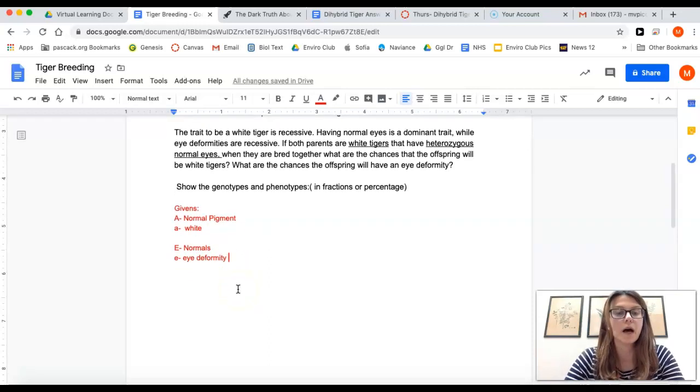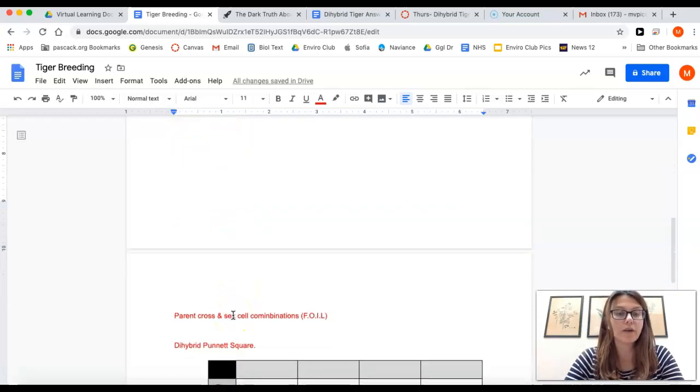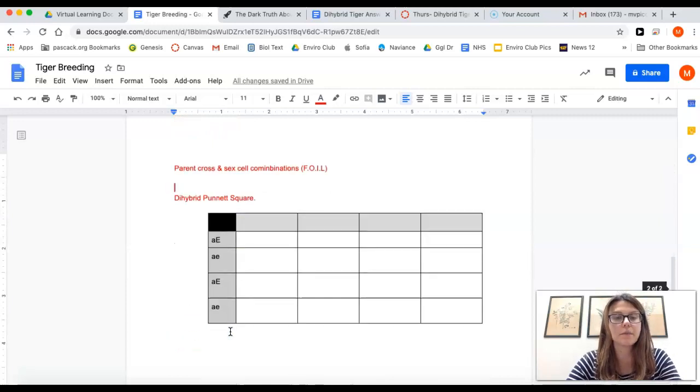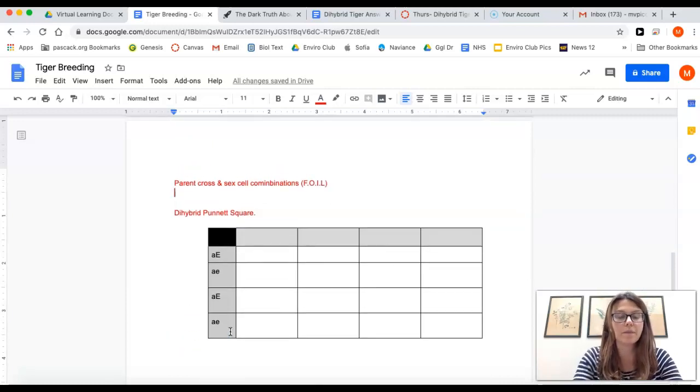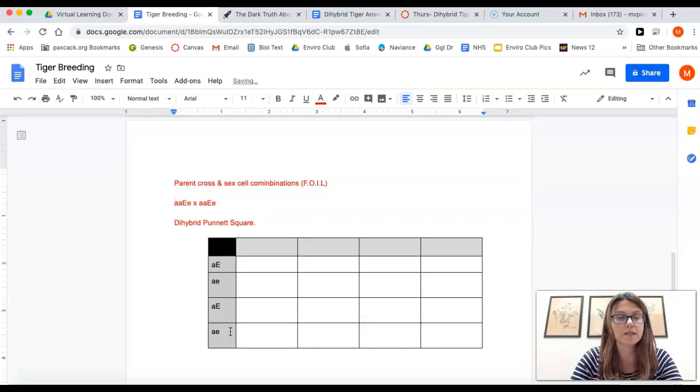Just like before, we have to figure out our parent cross, but we're going to have to do something a little bit different. We know that both parents are white. They don't make pigment, so they're going to have two recessives for their coat pattern. And for their eyes, they're both heterozygous. So you put each parent with both traits for each parent. Let's say this is the mom tiger, and this is the dad tiger.